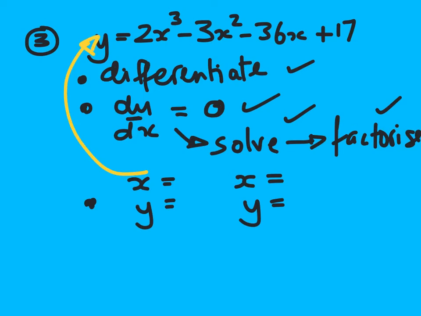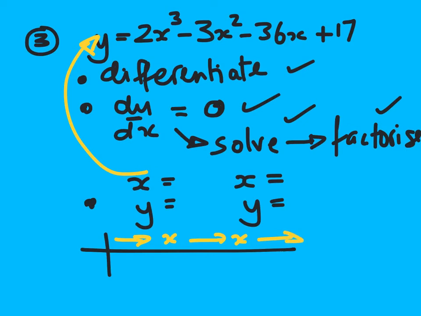Once I've done that, the last and final stage is to do my little nature table. Remember, as you get closer to the x number, between the x numbers, after the x numbers, we're looking to see how the graph actually looks. Does it look like that? Does it look like that? What does it actually look like? Okay, how are we going to find that?